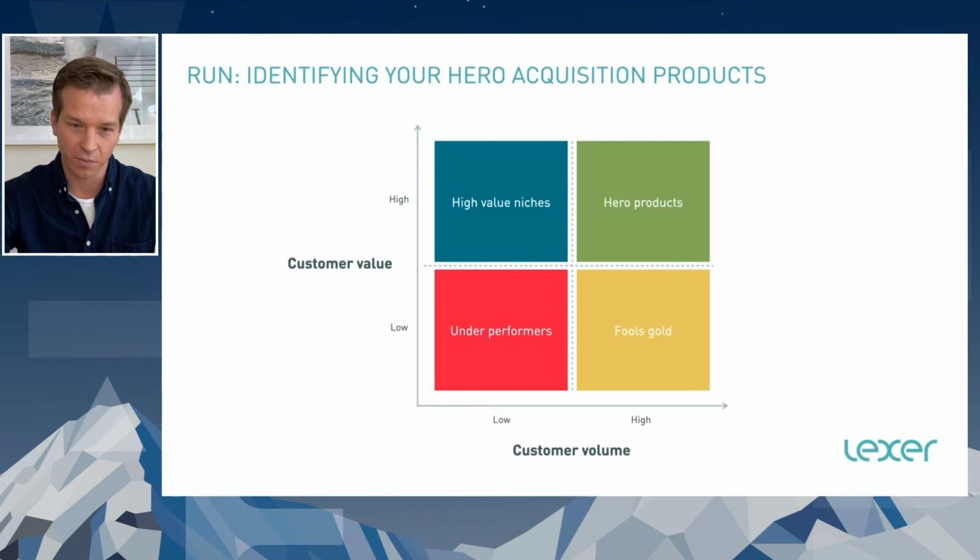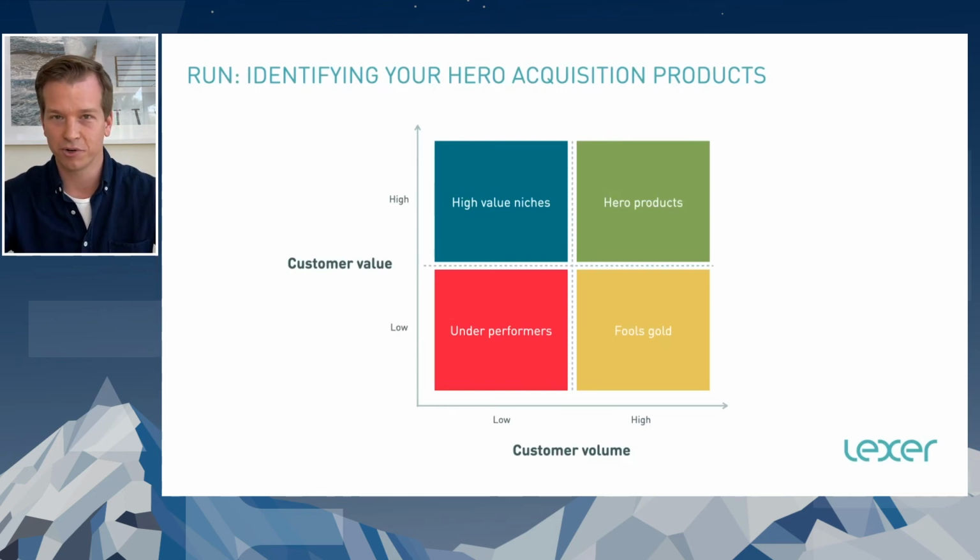And so one of the things that we do is we do an analysis of the products that customers buy first, and we look at what volume of customers buy each product first, and then we look at what is the lifetime value of those customers if they buy that product first. And this analysis uncovers your hero products. So they are products that lots of customers like to buy from you first, and when they buy that product first, they go on to be high value.